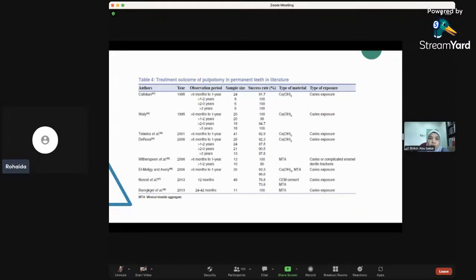This also goes to pulpotomy, meaning cervical or full pulpotomy. It gives you almost 100% success rate, but the number of cases that were followed up is very small.